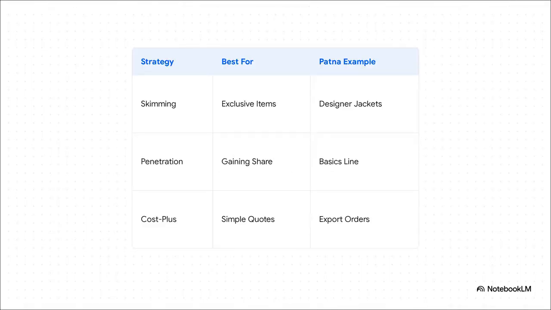For that really exclusive high-end designer jacket, you could try price skimming. Start high for the diehard fans. For your basic everyday kurtas, maybe you use penetration pricing. Go in low to grab a ton of customers fast. And then there's the classic cost plus. Just add a markup to your cost. It's easy, but it's super risky because it totally ignores what people are actually willing to pay.